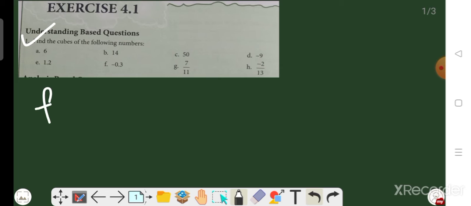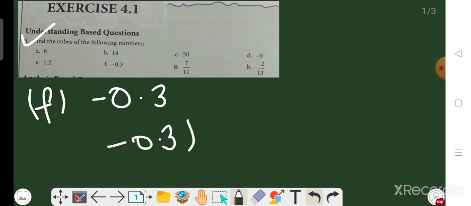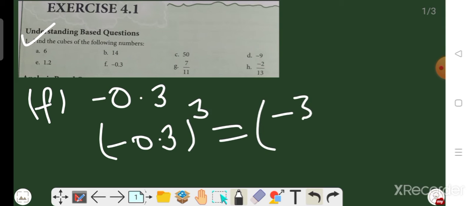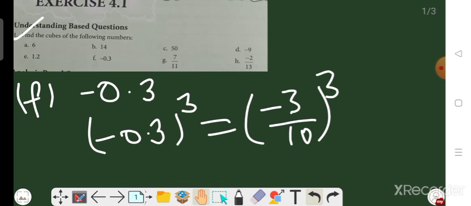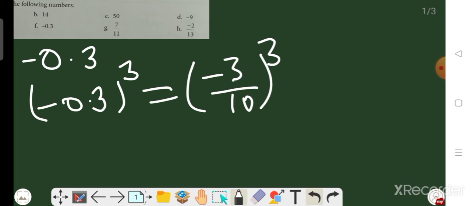F part beta. In the F part we have been given minus 0.3. Okay. To find the cube of this minus 0.3 beta, firstly we remove the decimal sign. So this is equal to (minus 3 by 10) cube, and we know that 3 by 10 is a rational number, and we know how we can calculate the cube of a rational number.